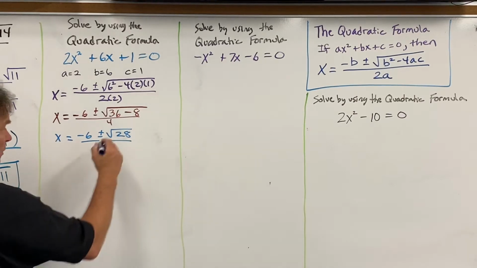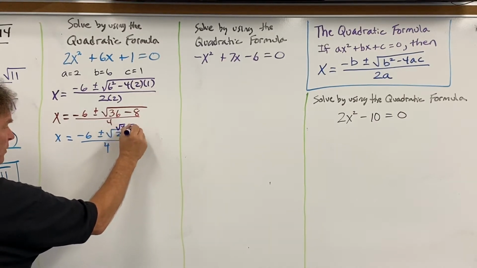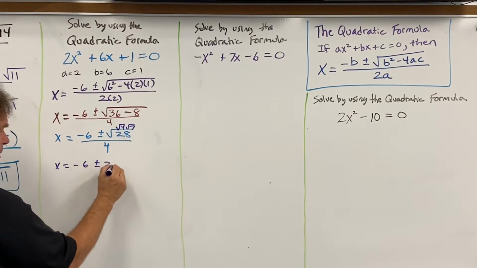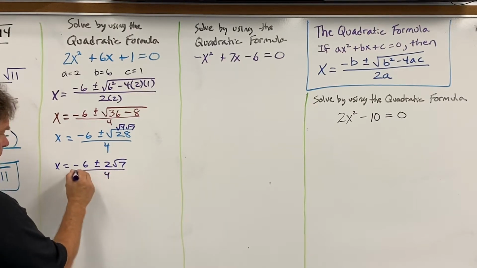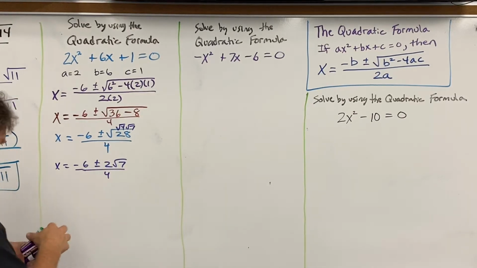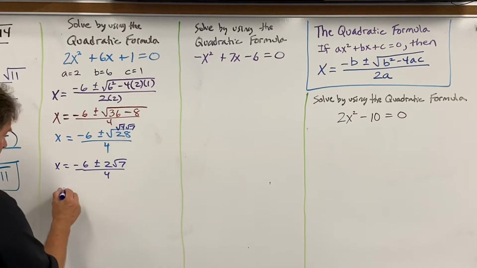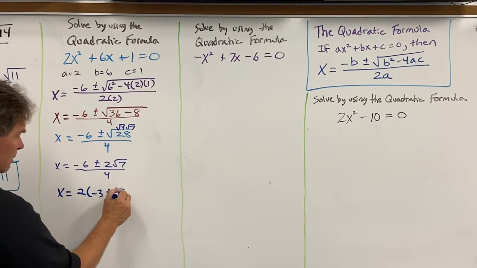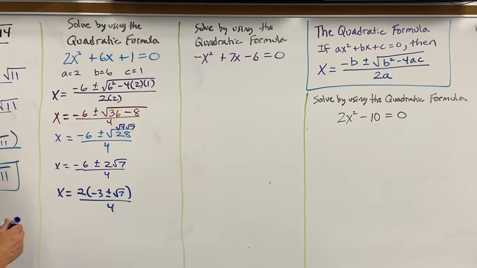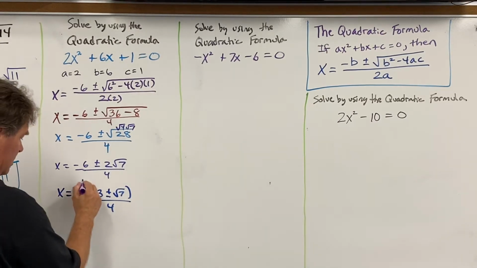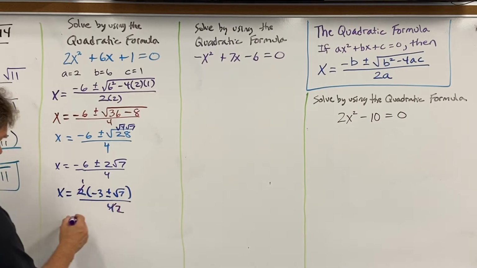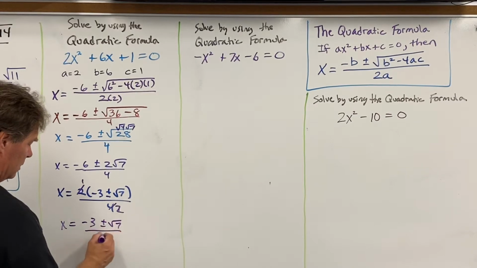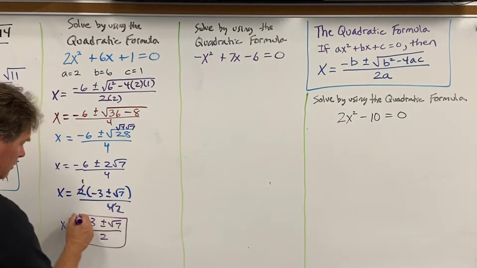So, root 28 is going to be root 4 times root 7, right? Which is 2 root 7. So x is negative 6 plus or minus 2 root 7, the whole thing over 4. Everything has a 2, so factor out the 2. X is 2 times negative 3 plus or minus square root 7, the whole thing over 4. Now the 2 and 4 can cancel, and I get, oops, not 1, that's a 2. X is negative 3 plus or minus root 7, the whole thing over 2, and there you go.